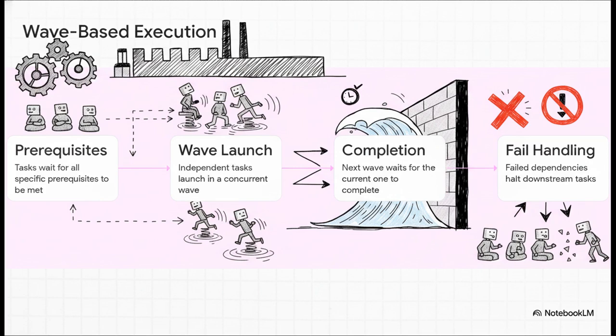Step 1. Tasks absolutely must wait until all their specific prerequisites are fully met. Step 2. Once ready, all independent tasks launch simultaneously in a concurrent wave. Step 3. The next wave will not start until the current one finishes completely. And Step 4. If a dependency fails, it intelligently halts any downstream tasks that relied on it. It is perfectly orchestrated traffic control.